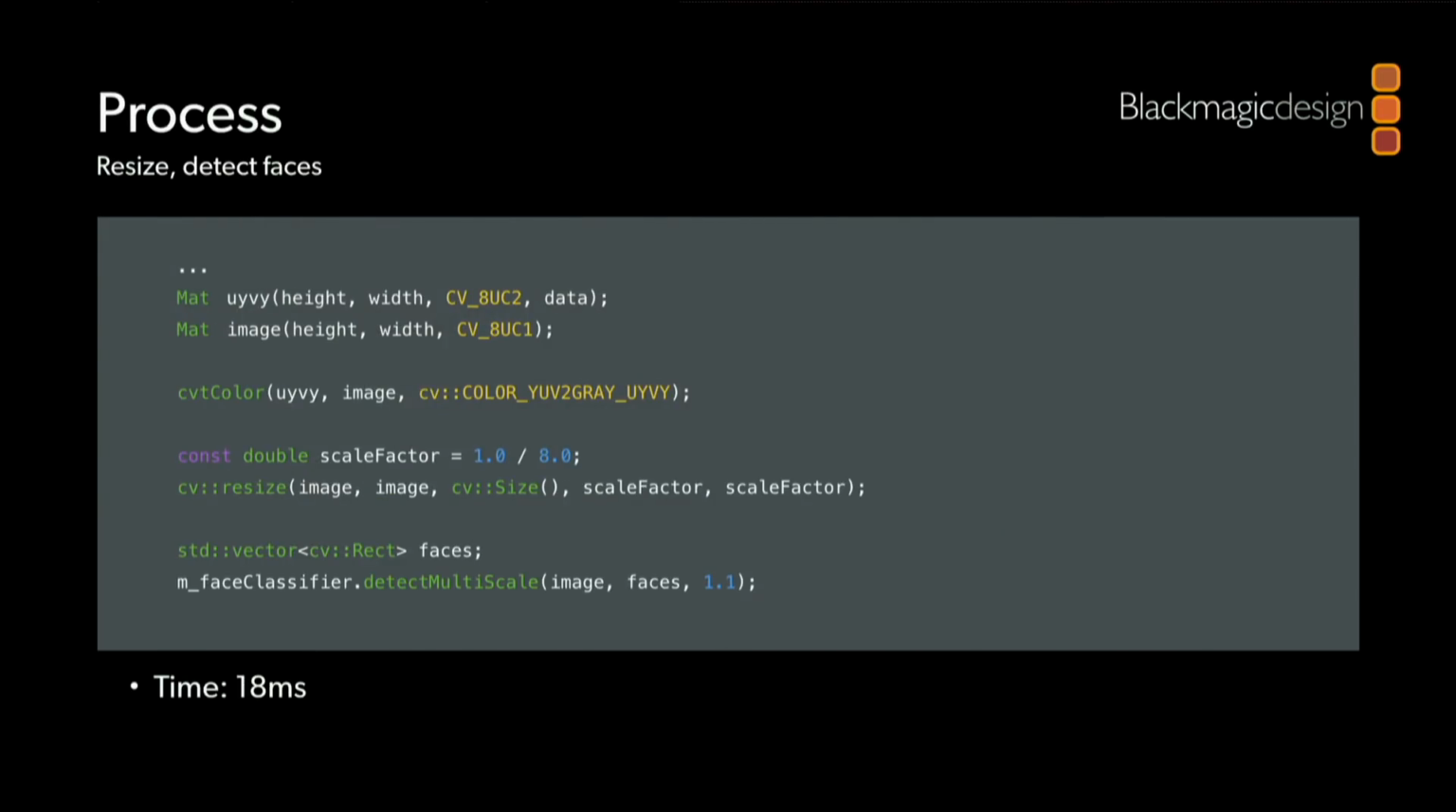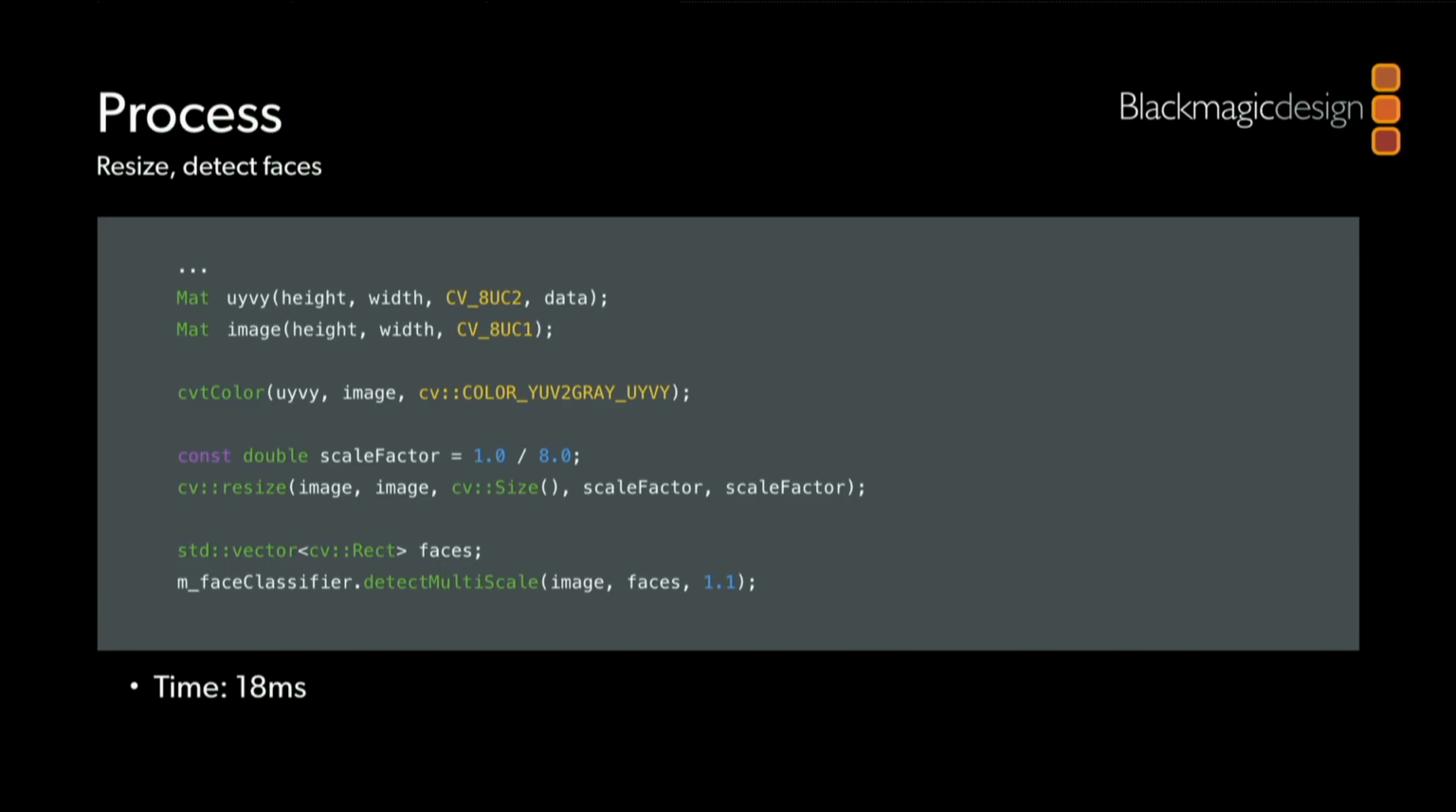Now, one obvious way to reduce the amount of data that must be processed is to scale down that 4K image. And here I'm going to scale it down by a factor of 8 in both the X and the Y directions. So overall, I'm going to have an image that's 1/64th the size of the original 4K frame. After running detectMultiScale, that takes 18 milliseconds. So that's a lot better.